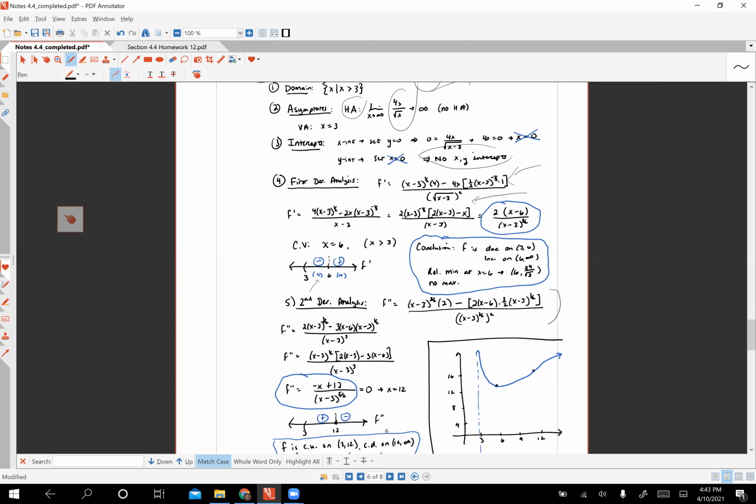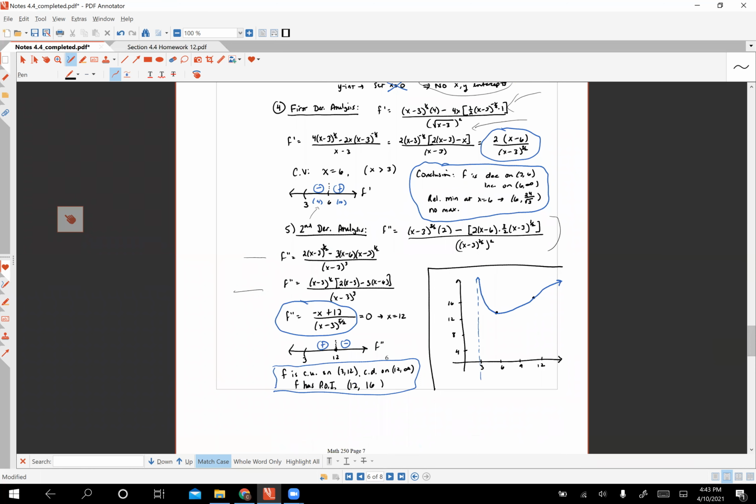You can see here, it's x minus 3 to the 3 halves times the derivative of the numerator, which is 2, and then minus 2x minus 6 times the derivative of the denominator, all over x minus 3 to the 3 halves squared. And students, I'm going to let you get to this step and this step. I'm going to let you do the algebra. If you simplify it enough, the numerator is going to be minus x plus 12, divided by x minus 3 raised to the 5 halves power. And so you get a point of inflection at x equal to 12.